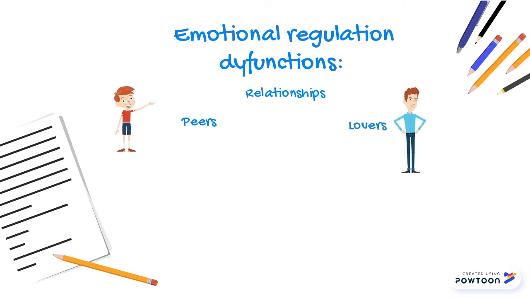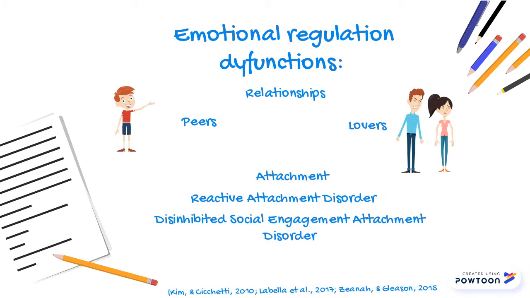Attachments may also become excessively independent or dependent and lead on to two disorders called reactive attachment disorder and disinhibited social engagement disorder.